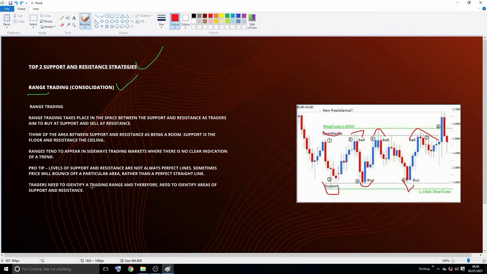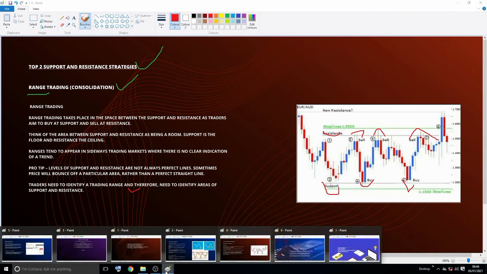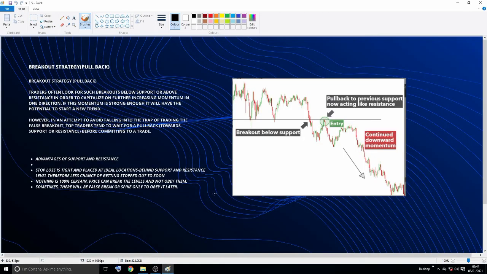Traders need to identify a trading range and therefore need to identify areas of support and resistance. After identifying support and resistance, as a trader, you will know that on support I'm buying, on resistance I'm selling. This is the first strategy of support and resistance. Now let's move to the other strategy.